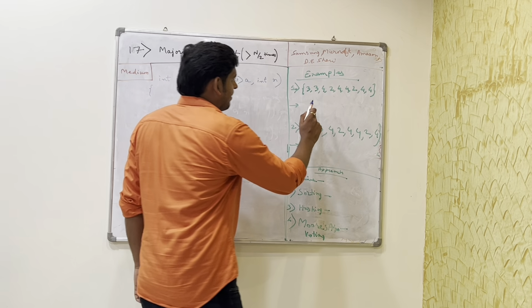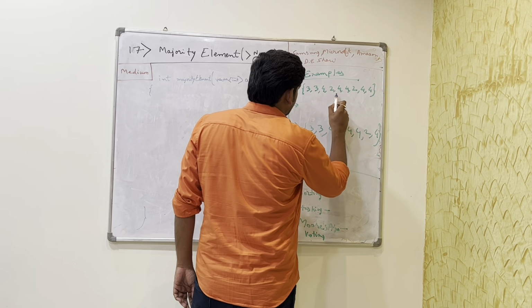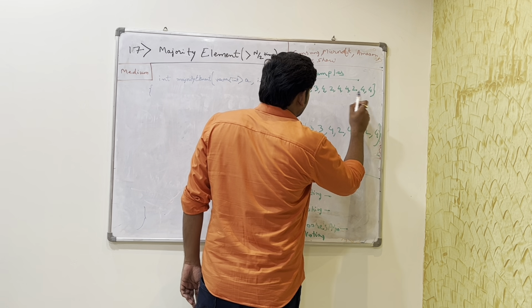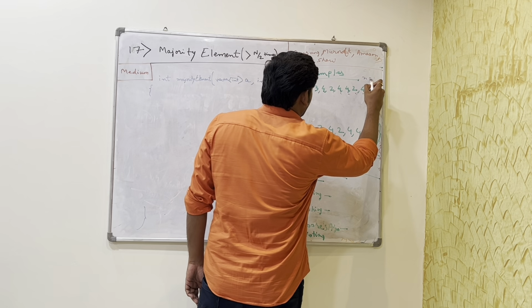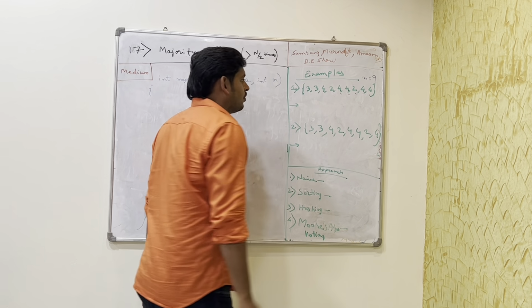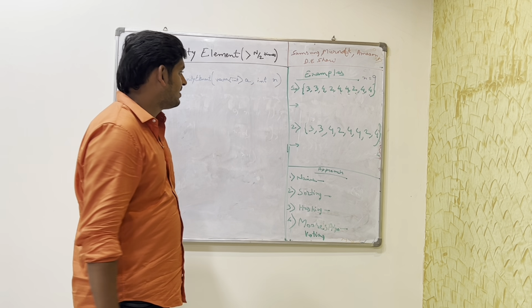So here in this example, the elements are 3, 4, 5, 6, 7, 4, 5, 6, 7, 8, 9. Hmm, so n is equal to 9 over here. Okay. So which element is the majority element? Is there any majority element?